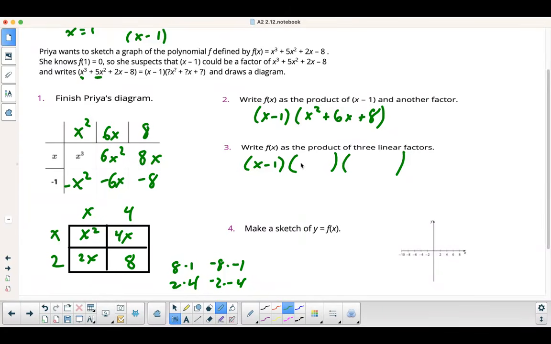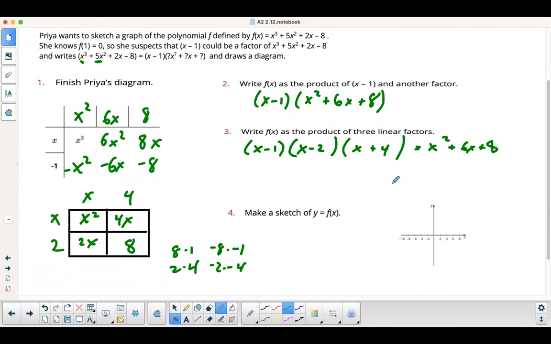So now this is called factoring it. Factors are things that you multiply. So we have 1, 2, 3 factors. So if I multiplied all that out, that would give me x squared plus 6x plus 8.